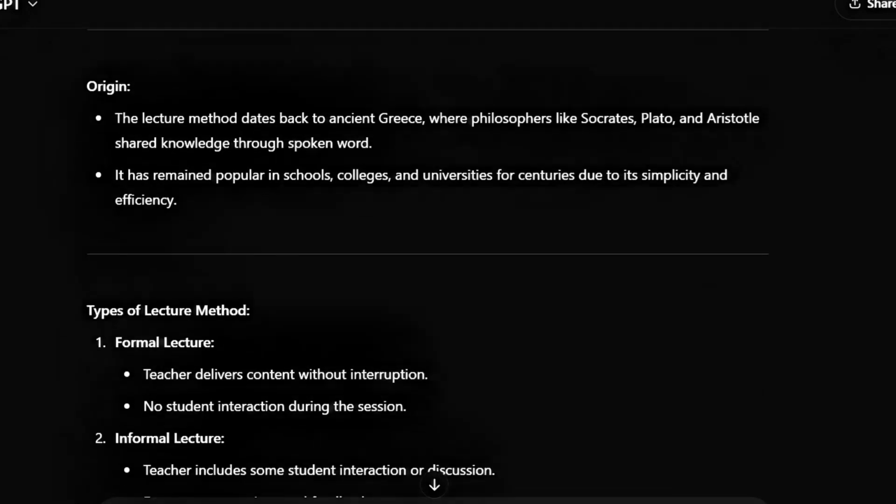Origin. The lecture method dates back to ancient Greece, where philosophers like Socrates, Plato, and Aristotle shared knowledge through the spoken word. It has remained popular in schools, colleges, and universities for centuries due to its simplicity and efficiency.